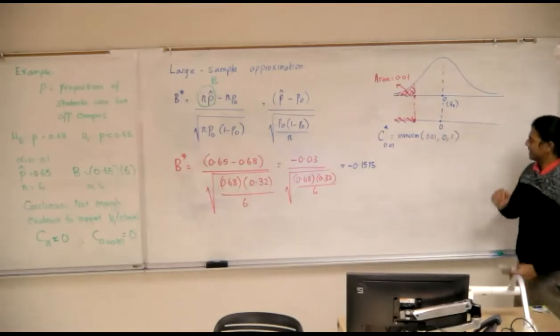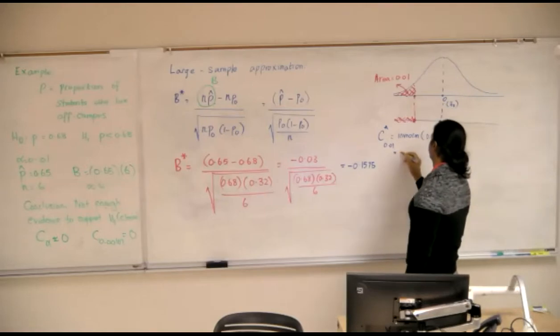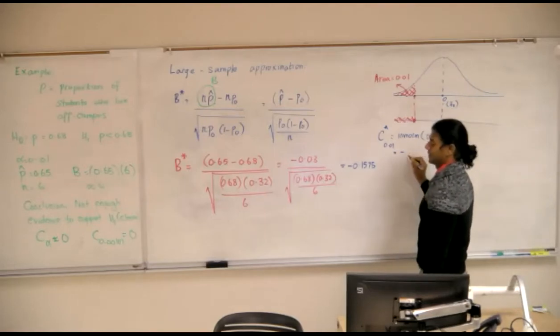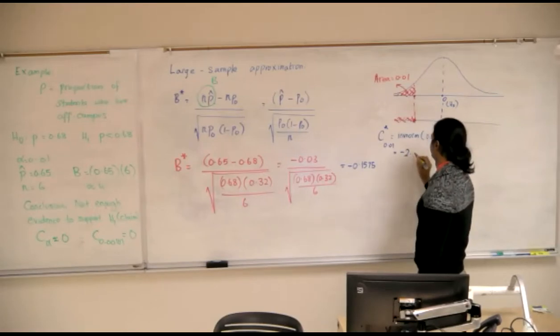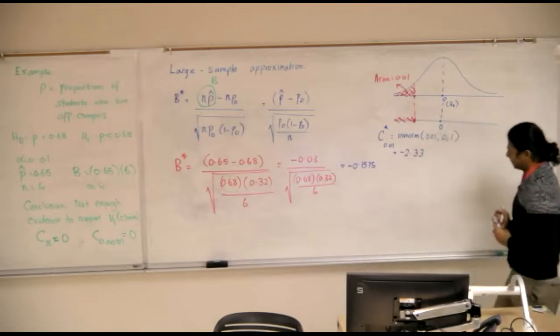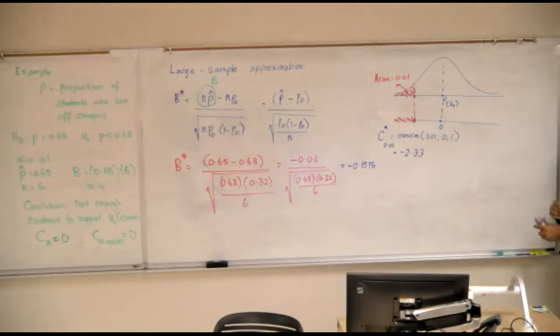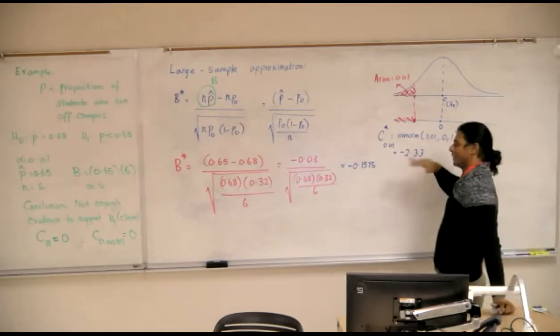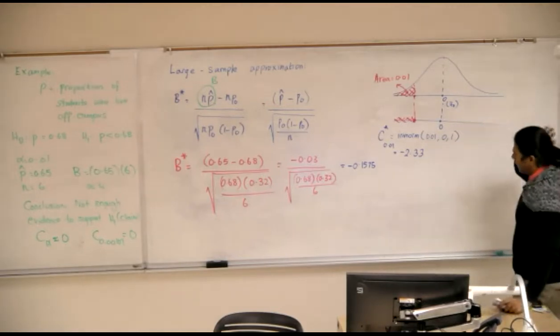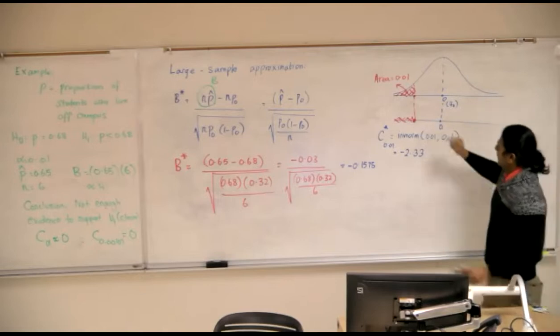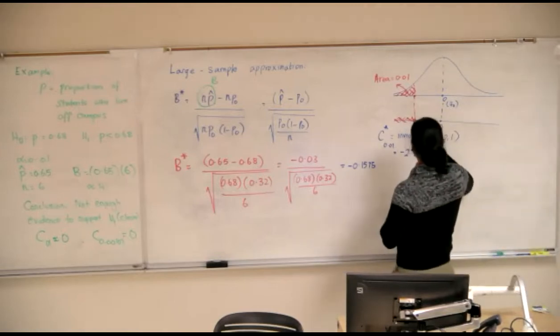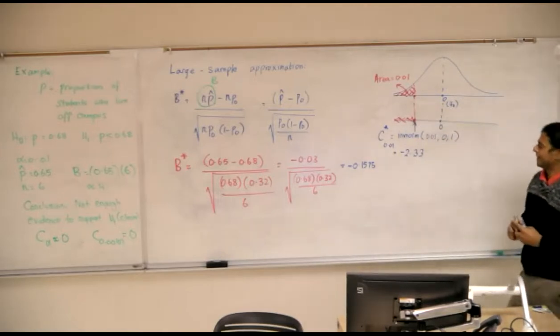And what is that? Negative 2.38. It's negative 2.33. That's rounded though. Yeah, it's negative 2.32 exactly. So that critical value is negative 2.33.